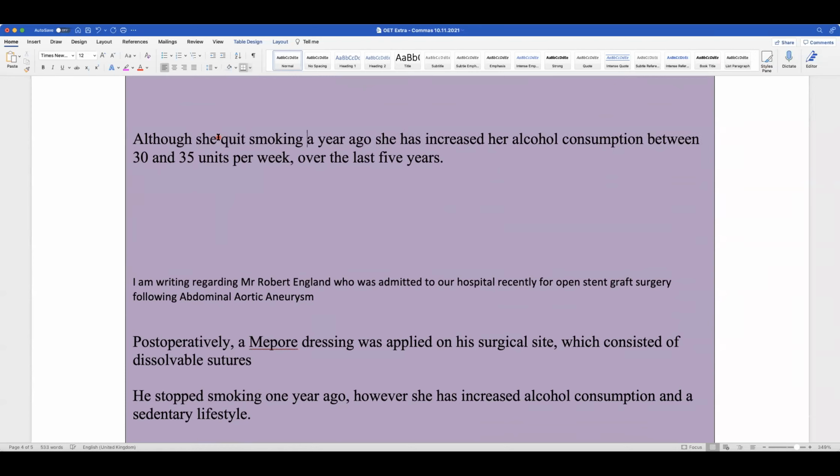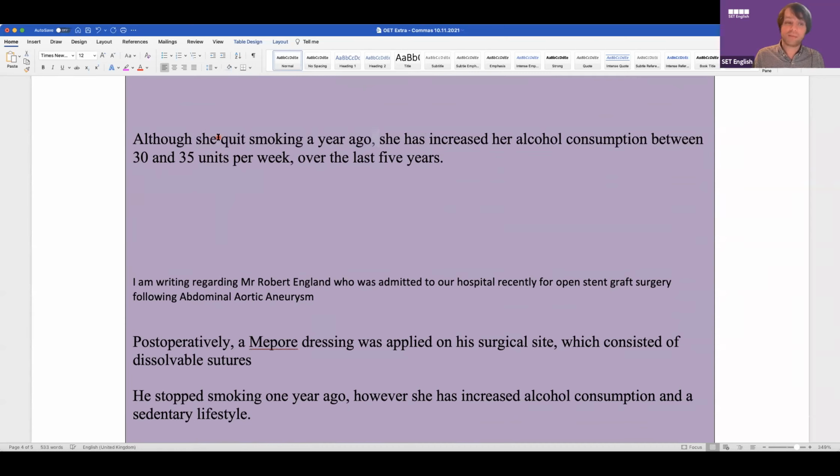Okay. Good. Are these two independent sentences? Actually, it's not two independent ones. No, one of them is dependent. One sentence, sorry. This is a complex sentence, isn't it?